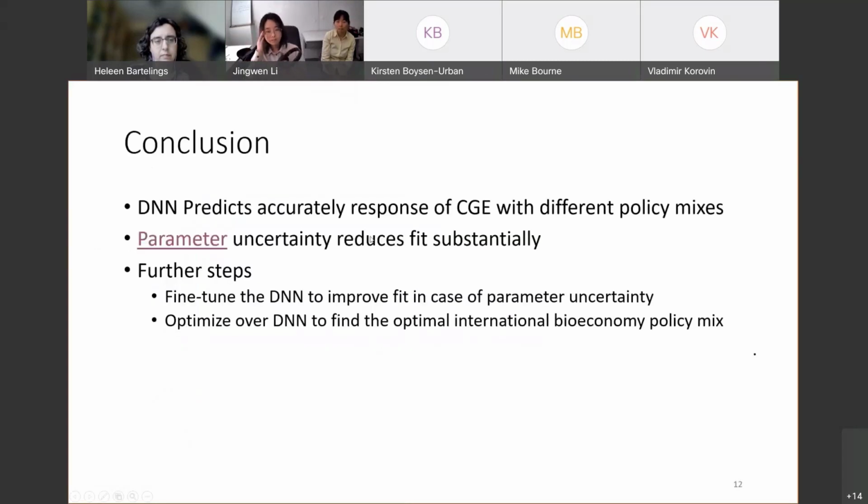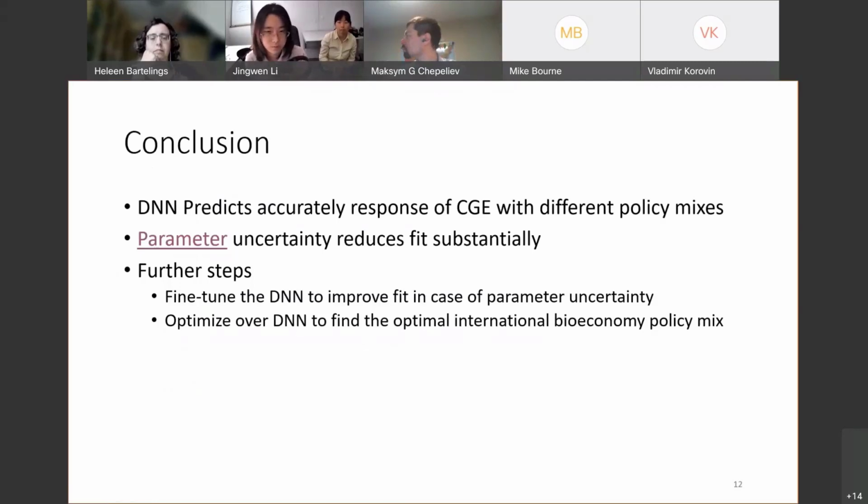So, 2 minutes. Okay, here comes our conclusion. The first is that with this well-trained deep neural network model, we can predict accurately and fast the response of CGE models with different policy mixes, even without running our CGE models. It shows great potential to serve as a surrogate model for CGE models and for policy design.